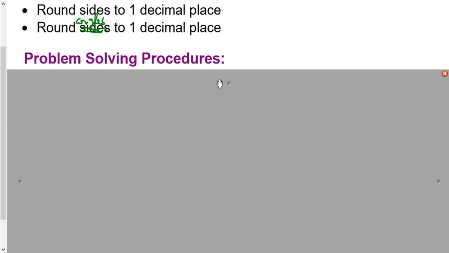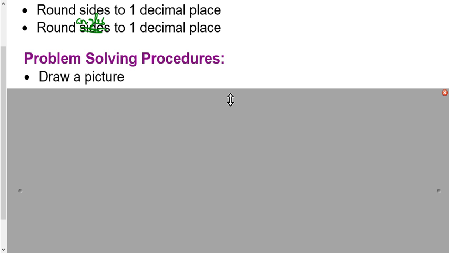Now here's our problem solving process. First thing is just draw a picture. If you make a good attempt at drawing a picture, even if it's not quite right, you're still going to get some of the marks. So always try your best to just draw a picture. Even if you're not totally sure it's right, draw a picture.